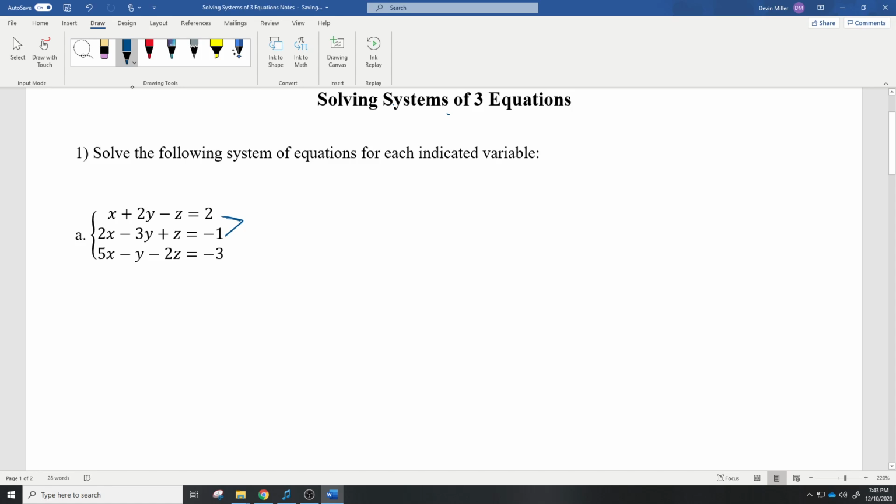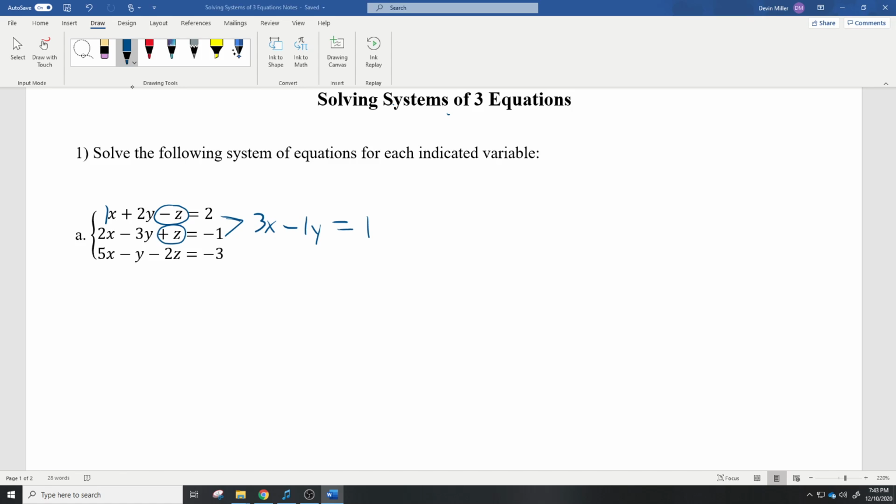I'm going to add them vertically, because if you notice, there's a negative z here, and then a positive z here, so they will cancel out immediately. So if I do that, I have 1x plus 2x, which is 3x, and 2 plus negative 3 is minus 1y, or negative 1y. Z's are gone, and then 2 plus a negative 1 is 1. So now we're more familiar with looking at something like this. But we have an equation with 2 variables, and we can't do anything with that, at least not yet.